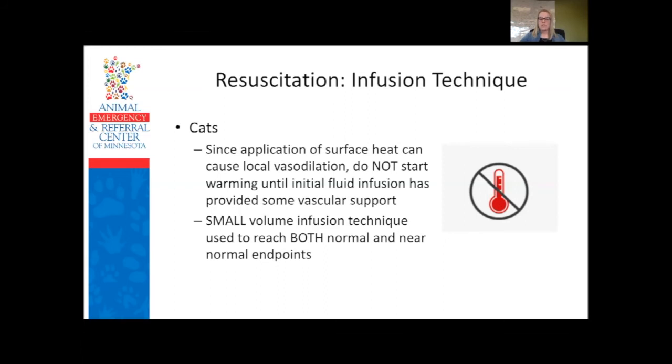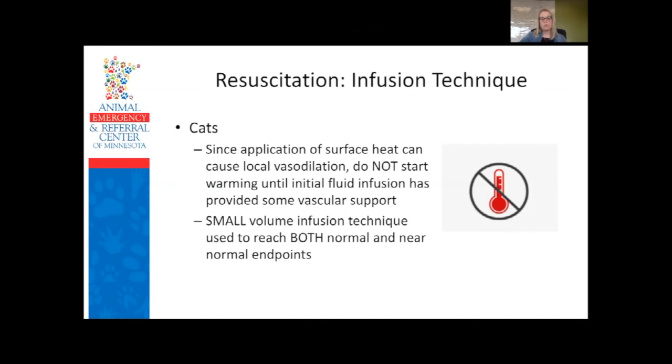apply any active heating, because application of surface heat can cause local vasodilation. And so you can vasodilate these patients even further if you're trying to warm them up, and then kind of crump out your circulatory system altogether. What little bit of pressure they may be trying to maintain, you could just vasodilate totally away.